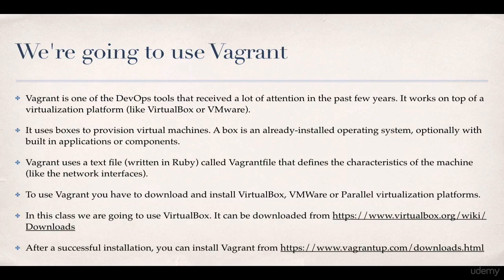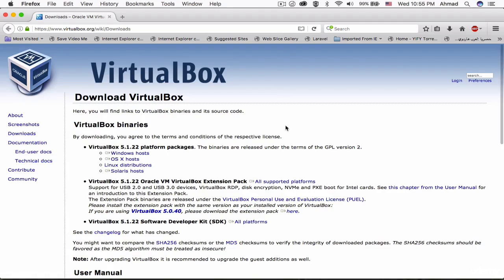To use Vagrant, you have to download and install VirtualBox or VMware or Parallels. Any of those virtualization platforms is required to use Vagrant. So in this class, we're going to use VirtualBox. VirtualBox can be downloaded from virtualbox.org/wiki/downloads. Let's have a look at this website.